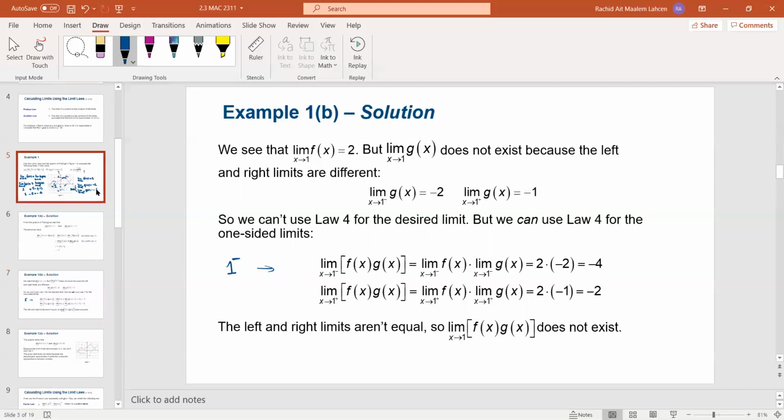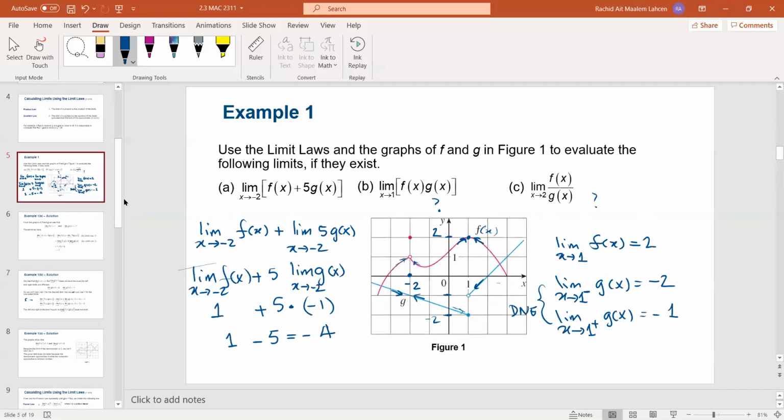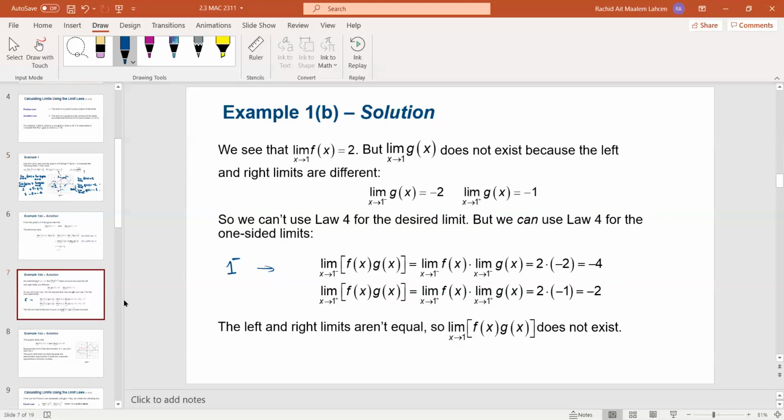However, for the other one is -1. That's what we already did here, right? -1. So, you know, these two are not the same, so it does not exist.